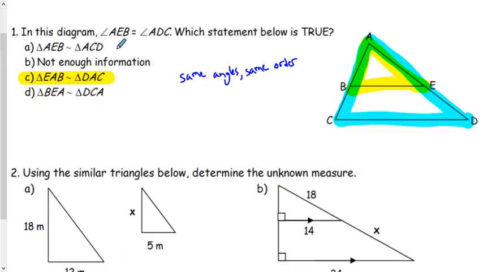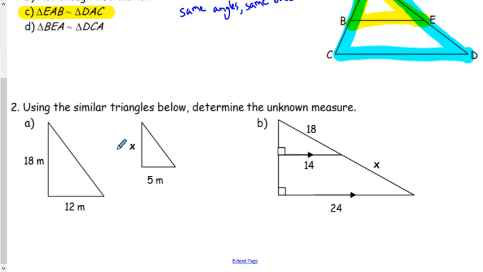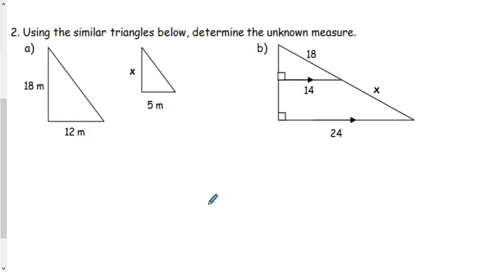All right, let's move on from there and let's actually try solving with some similar triangles. So using similar triangles below, determine the unknown measure. Okay, so here in our first one, we've got two similar triangles, and we can match up our sides, right? And we can set up our proportion through two ratios and making them equal to one another. So here's what I'm going to do. I'm going to take my 12 and my 5, and I'm going to match up those two sides. So I'm going to say 12 over 5.